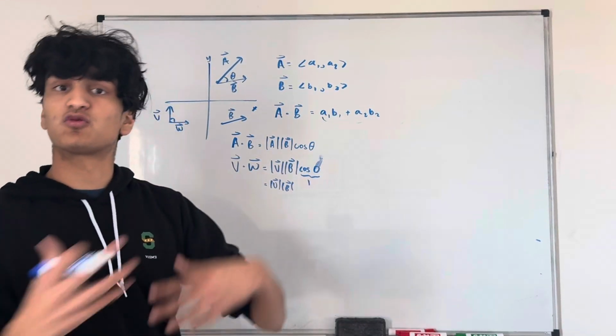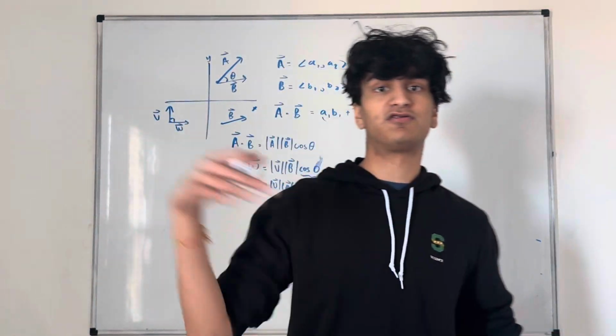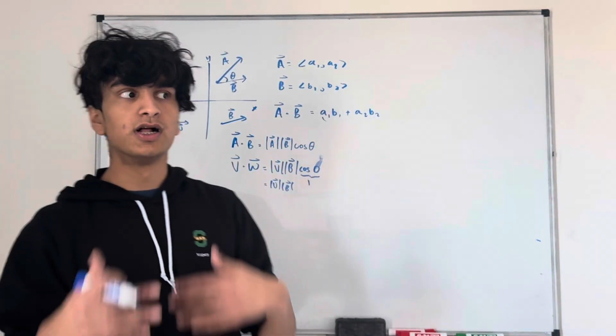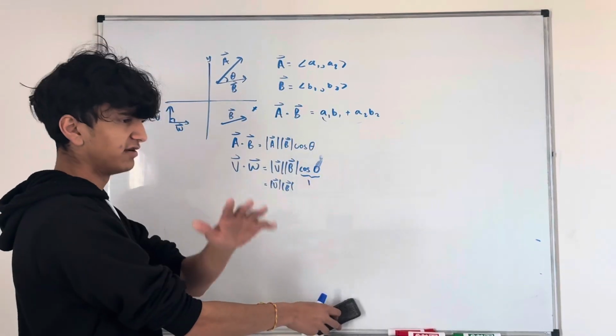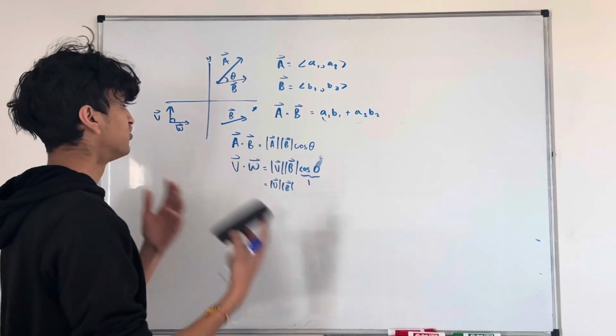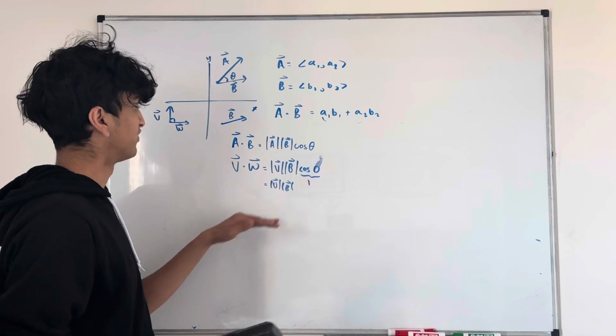And you see that with work, right? It's the dot product of force times distance. The more parallel the two vectors are, the more work you get out for that given force and distance. So let's talk about where this comes from.